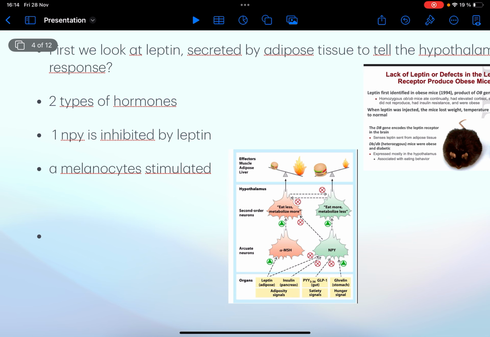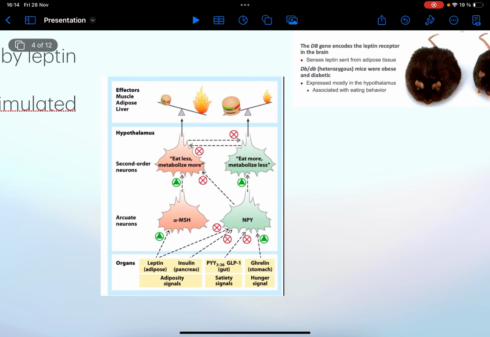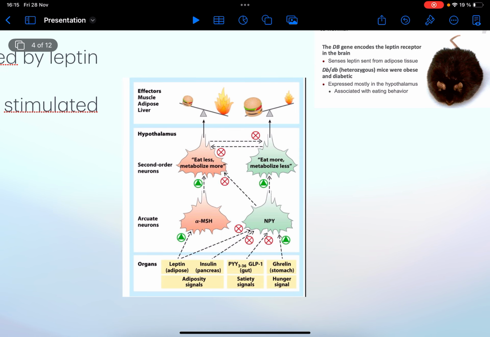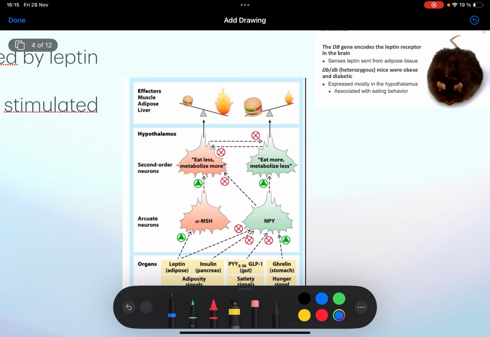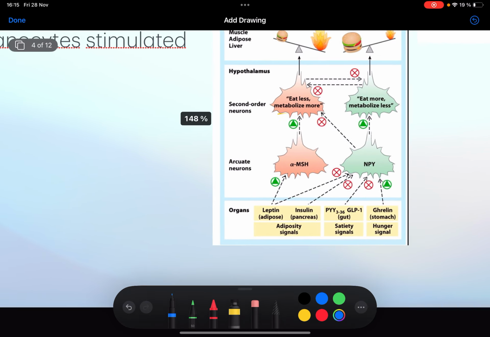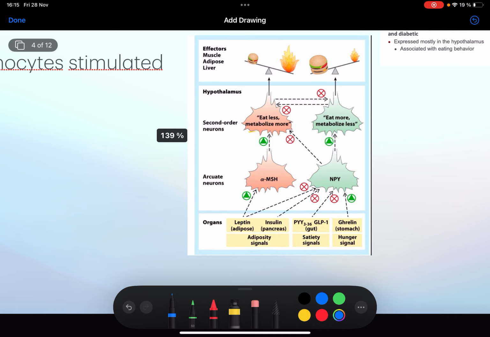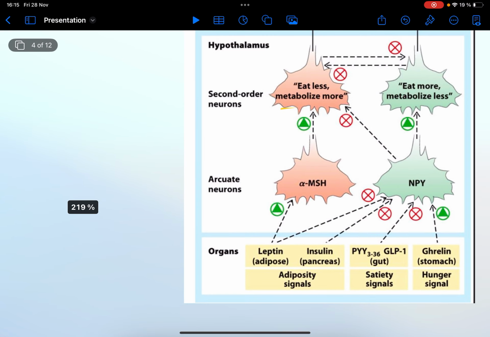So what does neuropeptide Y do? Neuropeptide Y tells the hypothalamus that we should eat more and metabolize less, and this is if we need energy or are hungry. And the alpha melanocyte does the opposite, telling us to eat less and metabolize more. This is interesting because leptin has an effect on these two hormones: it would stimulate alpha melanocyte to tell us to eat less and metabolize more, but would inhibit neuropeptide Y.